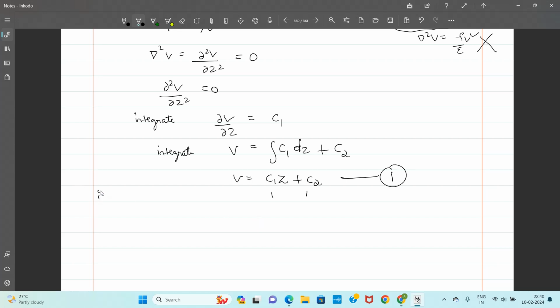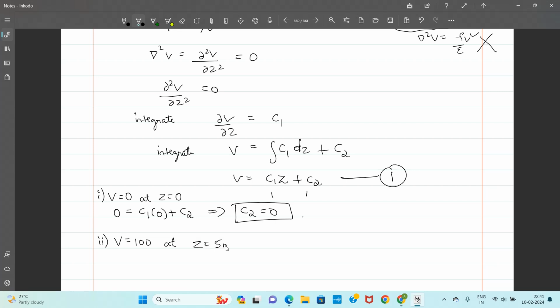So I will use the first case, that is V is equal to 0 at Z equal to 0. So I will put these values in this equation 1. So I'll get 0 is equal to C1 into 0 plus C2. From this I get to know that C2 value is 0. Second condition is given as V is 100 at Z is equal to 5 millimeters. So V is equal to 100 and this is C1 into 5 millimeters plus C2, which I just calculated now, it is 0. Simplify this.